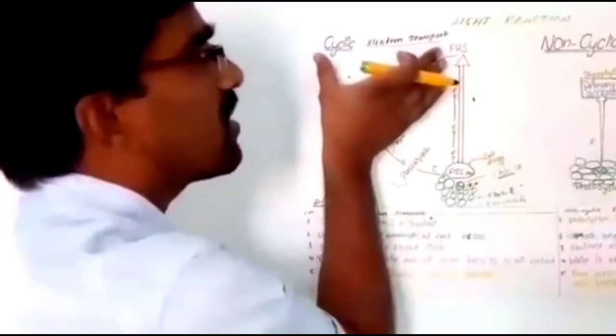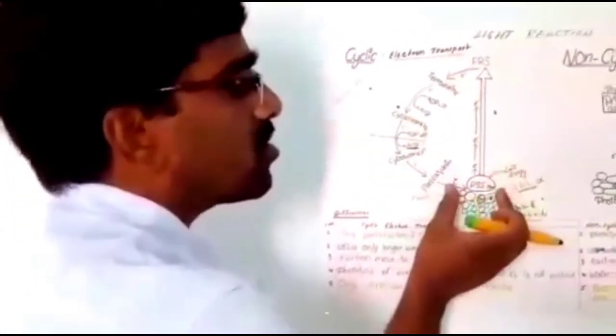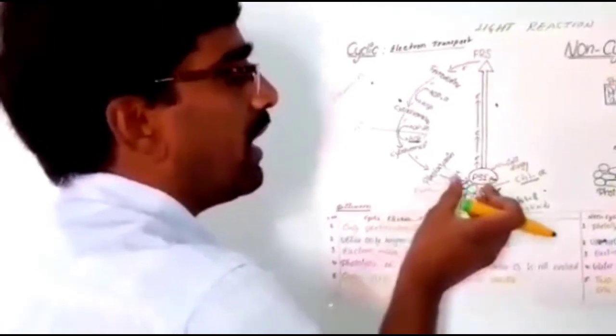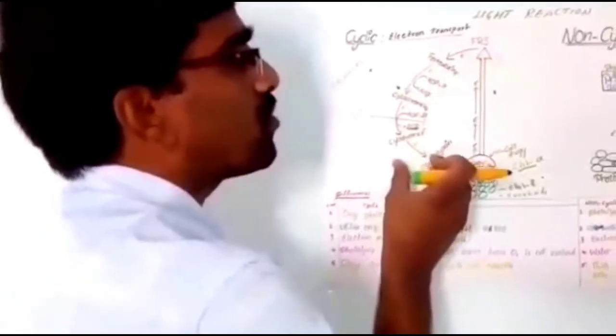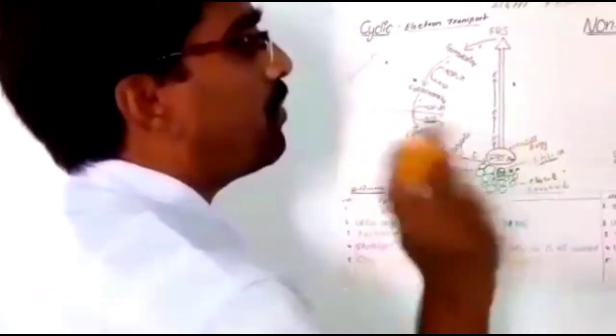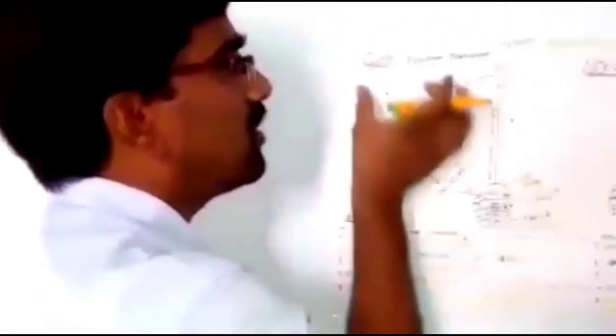In cyclic electron transport, the reaction center is chlorophyll A. The absorption of light is at P700. Electron movement is through the electron acceptors. The only energy formed is ATP. NADPH2 formation is not possible in cyclic electron transport. Later we can see the non-cyclic electron transport.